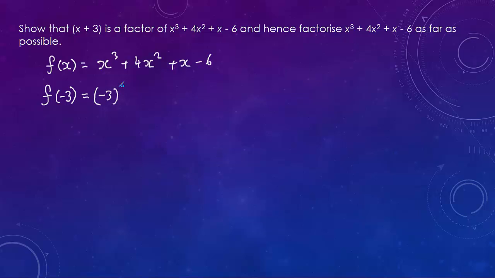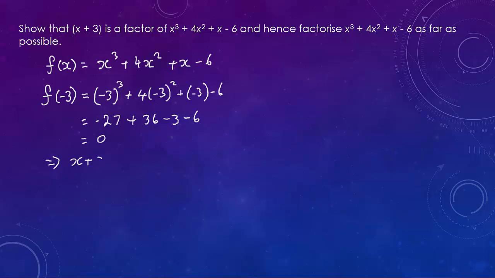So that's negative 3 cubed plus 4 lots of negative 3 squared, add negative 3, take away 6, so that's negative 27, add 36, take away 3, take away 6, and that is equal to 0, and that means that x plus 3 is a factor by the factor theorem.